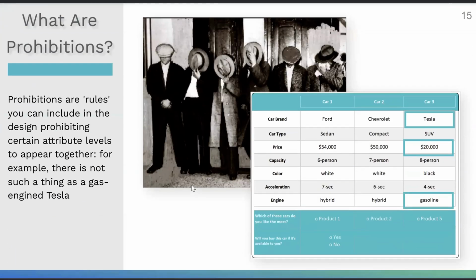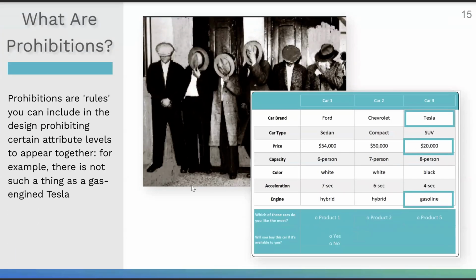The second concept that I want to walk you through quickly is prohibitions. What are prohibitions? Prohibitions are rules that you can set into your experimental design that prohibit certain attribute levels from appearing together. For example, there's no such thing as a gasoline Tesla. So you can set up a rule in your design that says whenever it's Tesla, make sure that it's electric. So that's prohibitions.